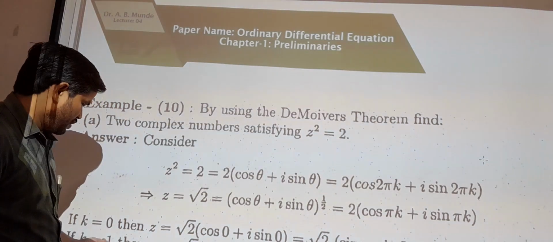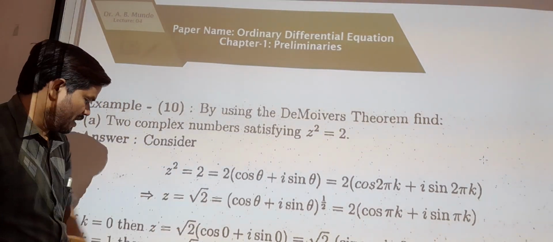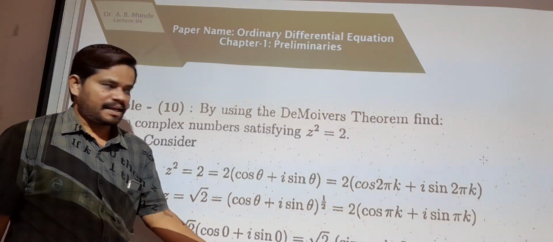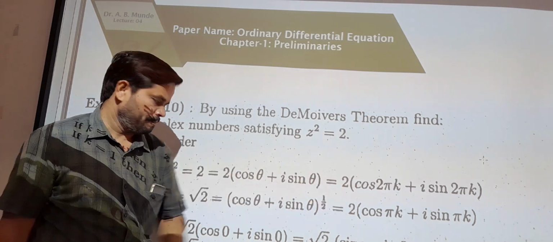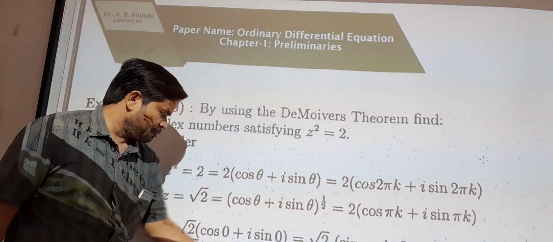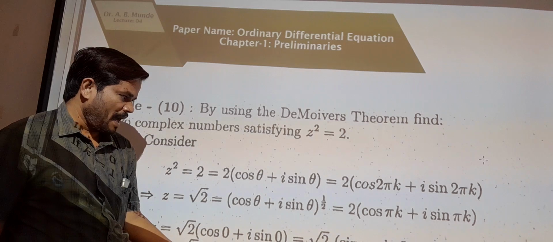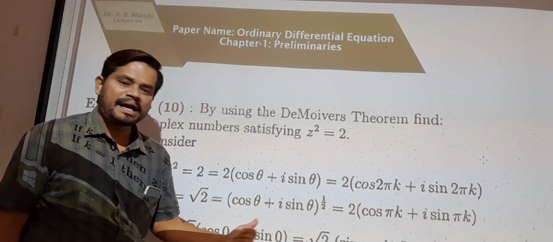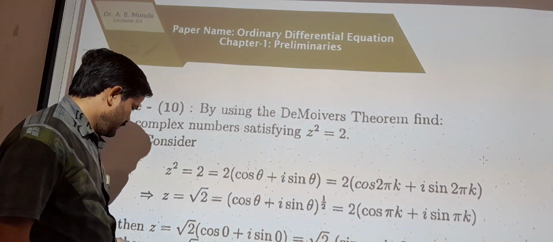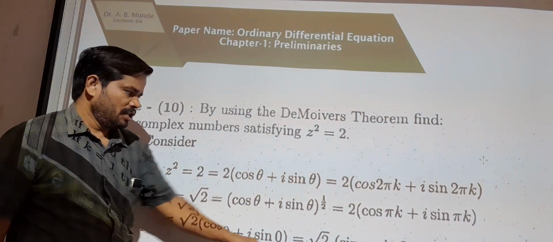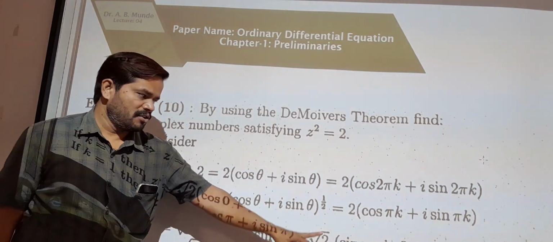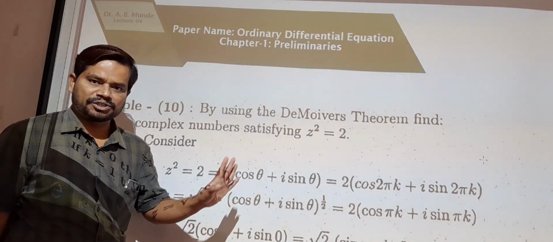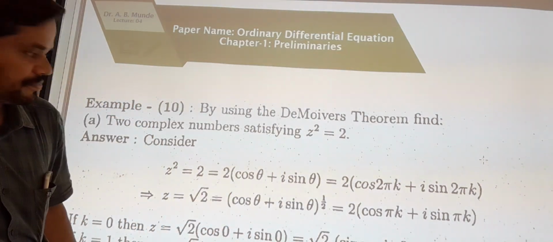If we put k equals 1 in this expression, we get the value of z as root 2 (cos pi + i sin pi), because here the value of k is 1. What is cos of pi? It is minus 1. And what is the value of sin of pi? It is 0. And that's why the value of z is minus root 2. Just put the values of sin pi and cos pi in this expression, and we get z equals minus root 2. So is this clear?